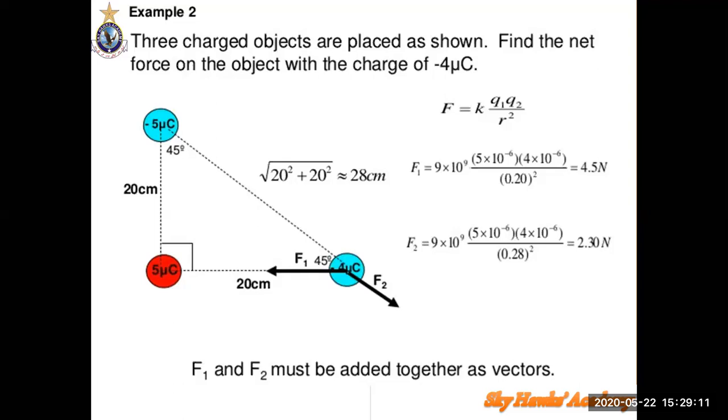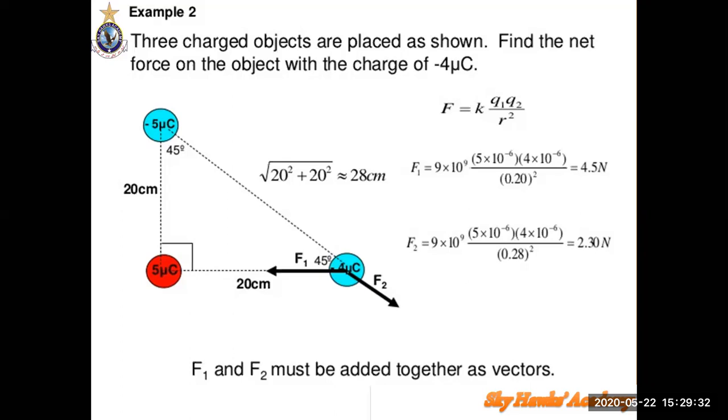Look at this. Example 2, if you can read. Three charged objects are placed as shown. Find the net force on the object with a charge of -4 microcoulombs. Here we have written Coulomb's law.